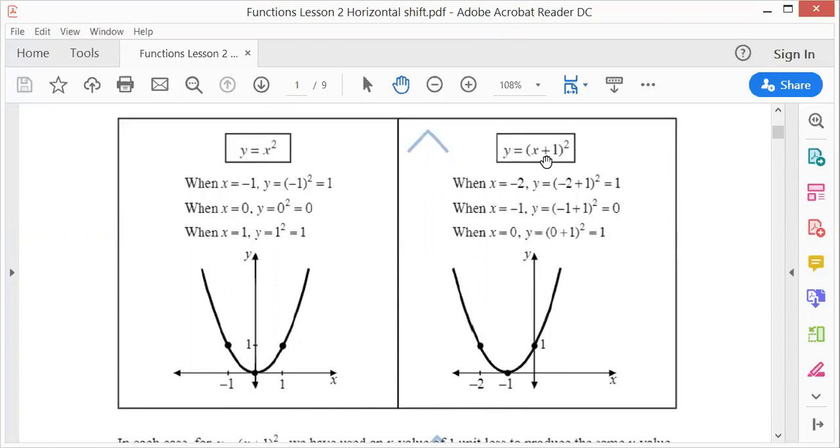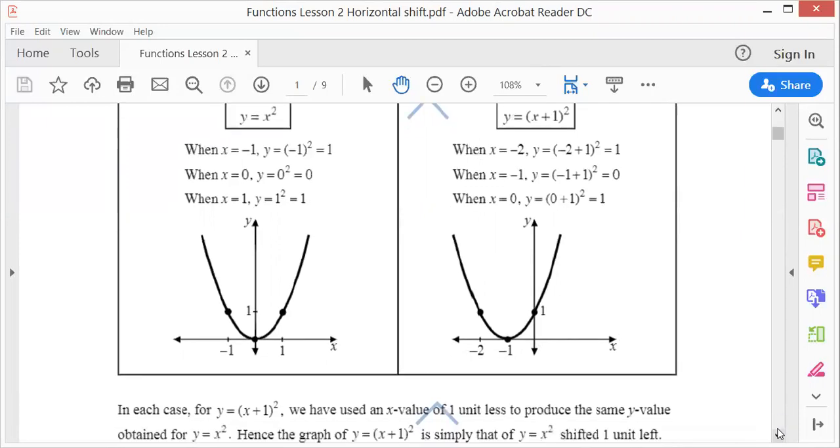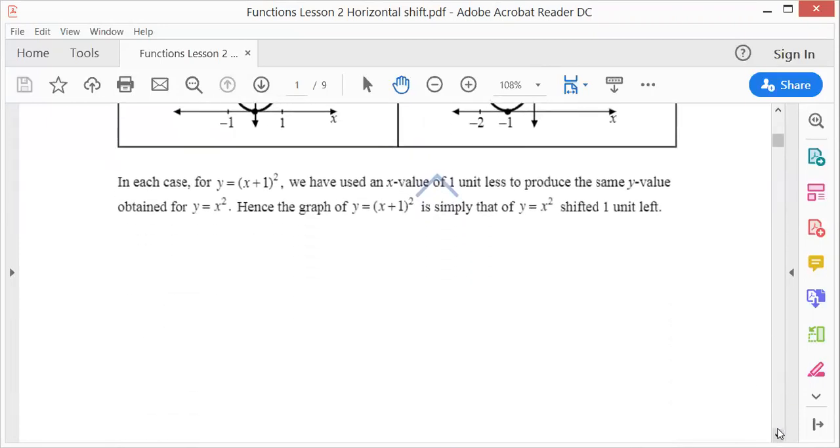So which means, people, this plus 1 in here will tell you how many times the graph must move in the opposite direction. So if this is x + 1, it will move 1 to the left. If that was x - 1, it will move 1 to the right. If it was x + 3, it will move 3 to the left. If it's x - 4, it will move 4 to the right. So that's very important, and you must take note of that. So there you are. In each case, for y = (x + 1)², we use an x value of 1 unit less to produce the same y value.